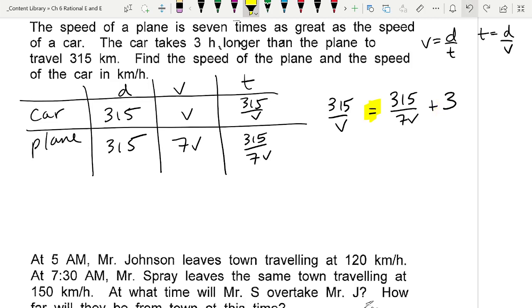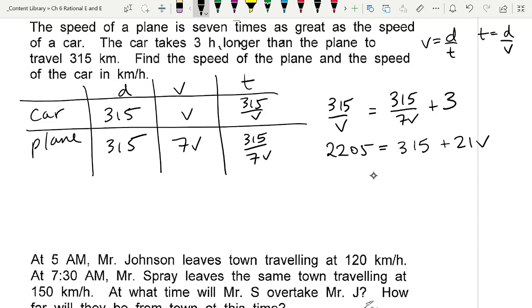All right, let's see. Let's get these things out of the way. All right, I think we're ready to solve. The common denominator is 7v. So I'm going to times 315 over v by 7v. The v's will cancel, and I'll get 2,205. Then I'll times this one by 7v, which would actually end up just being 315. And then this one's going to be 21v. That's a nice, easy equation to solve.